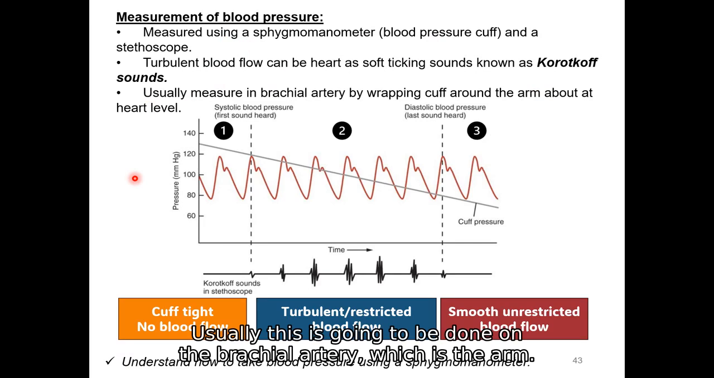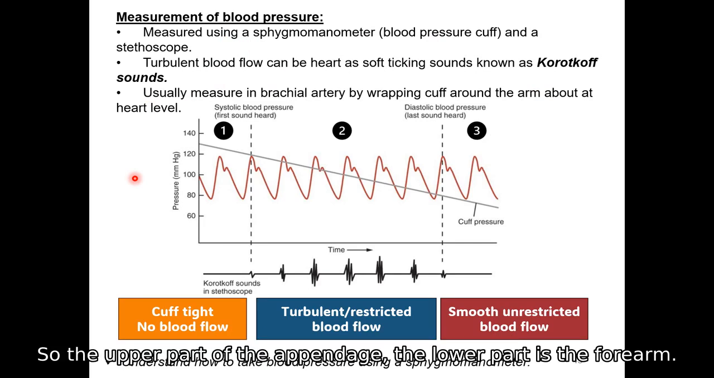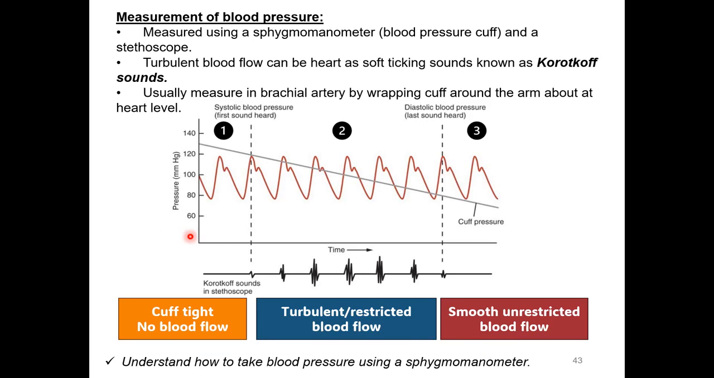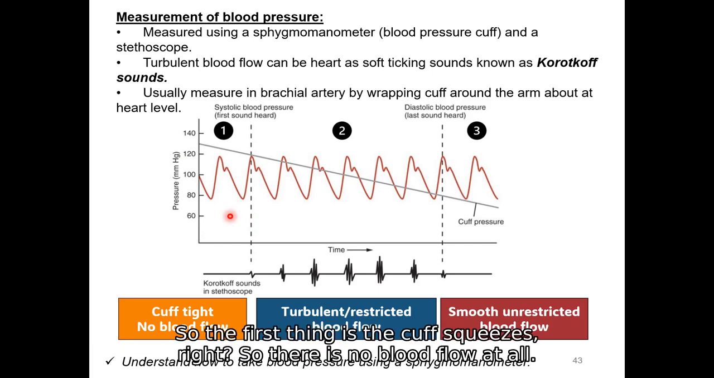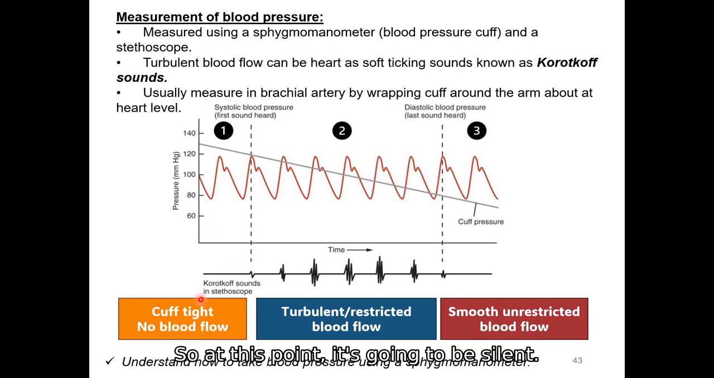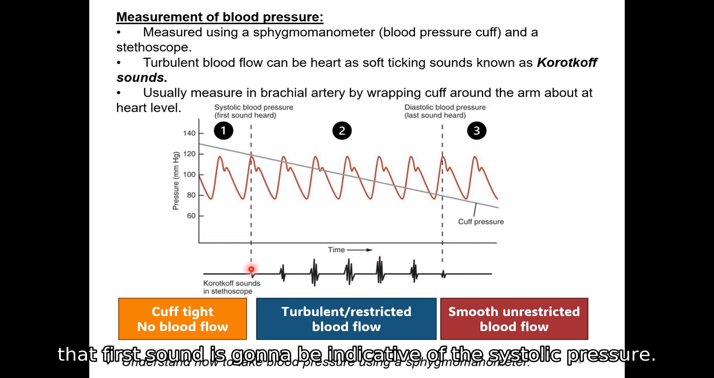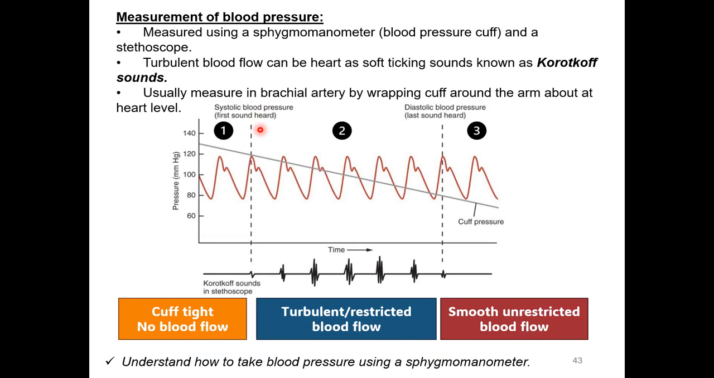Usually this is going to be done on the brachial artery, which is the arm. So the upper part of the appendage, the lower part is the forearm. Some of you know how to take blood pressure, but you've probably all had your blood pressure taken. So the first thing is the cuff squeezes, right? So there's no blood flow at all. At this point, it's going to be silent. Then the pressure is slowly released until blood starts to flow. When there is just the initial trickling of blood, you'll start to hear the first thump, and it'll sound like you'll hear the heartbeat. That first sound is indicative of the systolic pressure, so that top pressure.